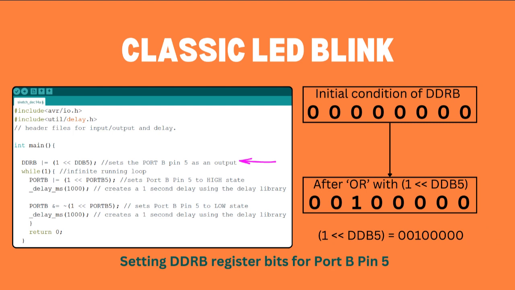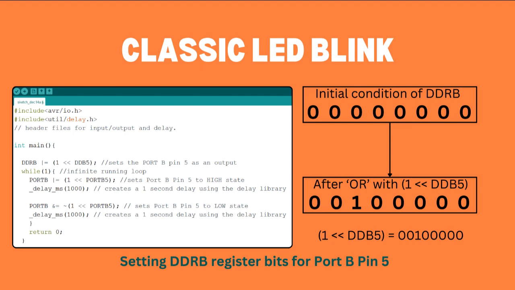We can directly put that value inside DDRB, but in some cases, when you do this, all of the other values will change. So if you wanted to use multiple pins as outputs, you won't be able to do that. To achieve that, we need to run an OR operation on DDRB. That is the pipe and equals sign. That means DDRB equals DDRB OR 1 left shifted by DDB5.